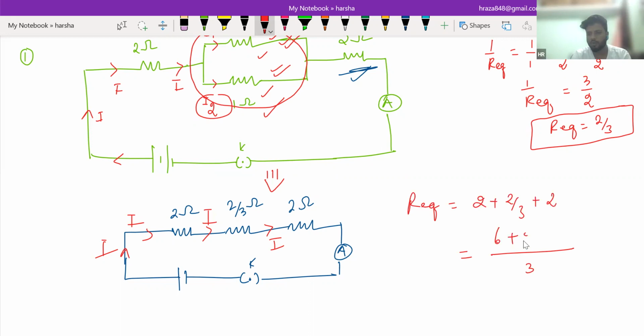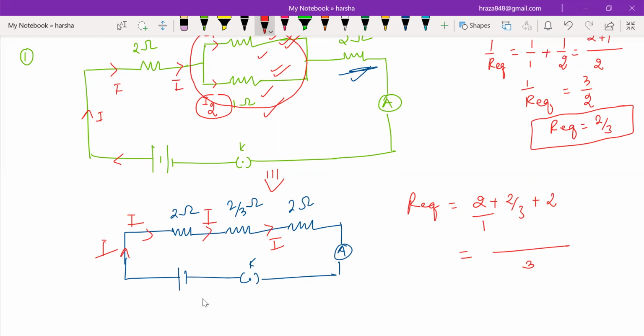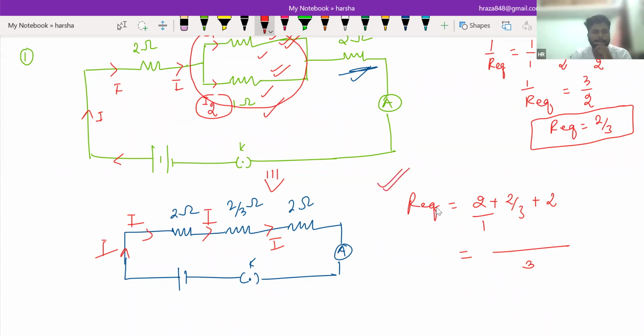And then 2, and then wait a minute. Let it run. 3 LCM. So how will you solve it? Harsha, is this your answer? No, sir. I forgot taking the reciprocal in 1 by R equivalent. Oh, that means here. Yes, sir.